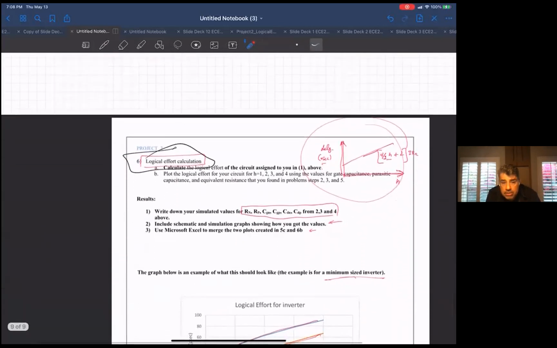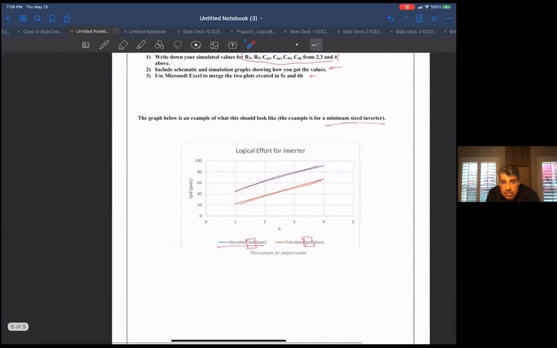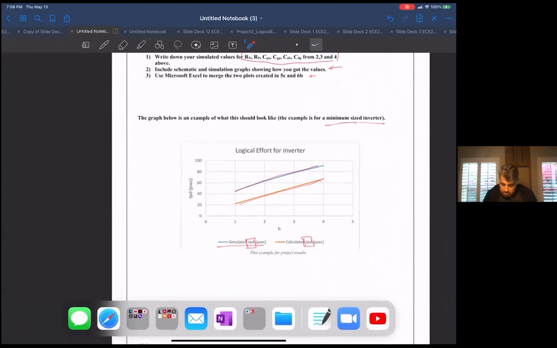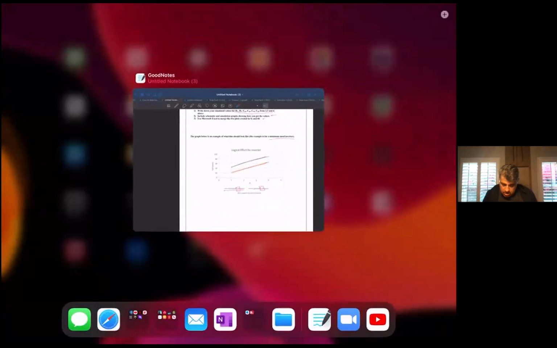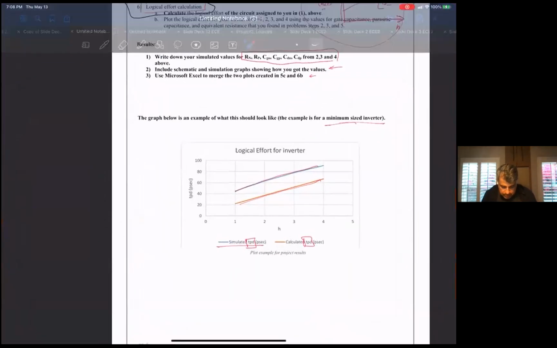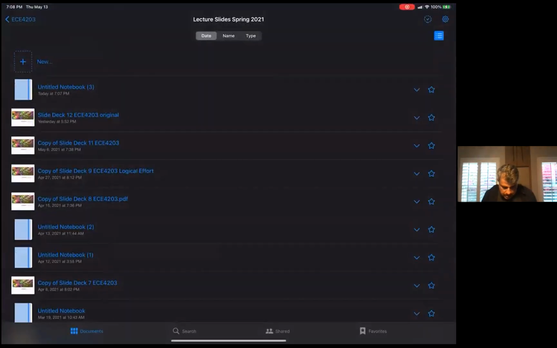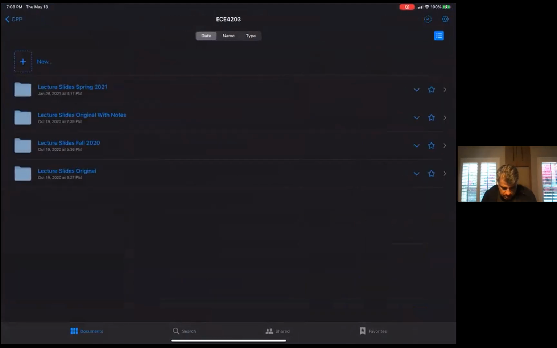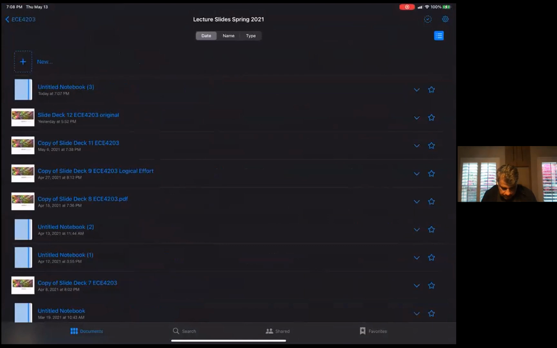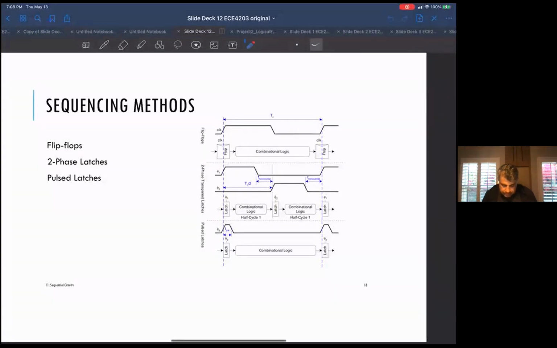Anything else? If there's nothing else, I'll just go ahead and jump on the sequential circuits. Let's see, what do we do? Oh, I had this slide deck. That guy. Okay, so I put up a recording.